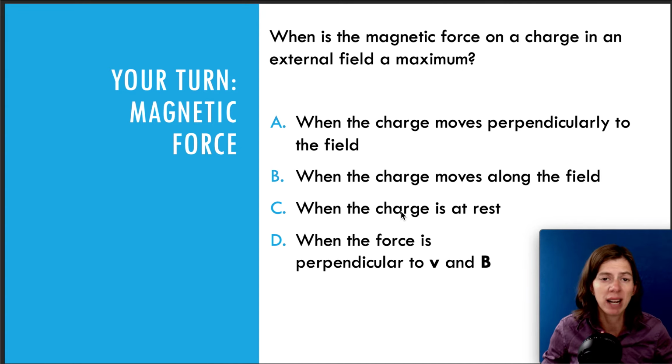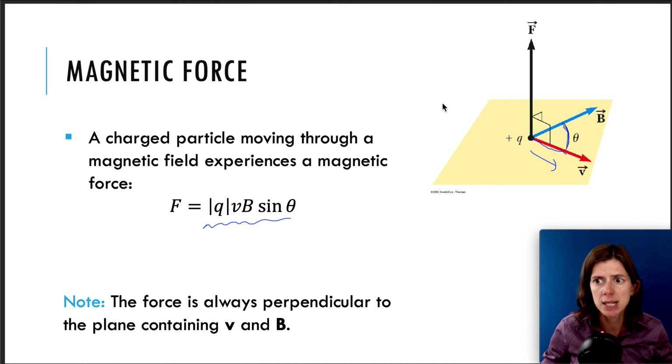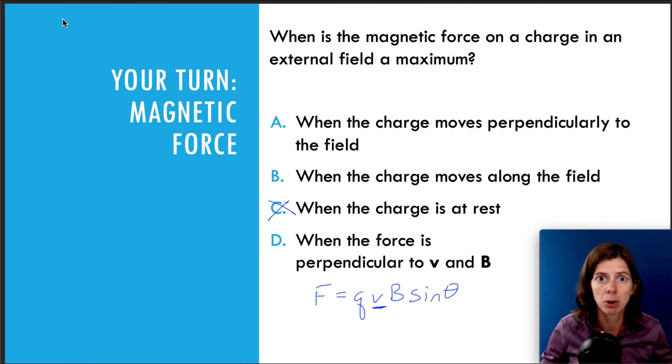When the charge is at rest, that one is clearly not good because F is given by QVB sine theta. So there has to be some motion. If the charge is at rest, there's not going to be any force. When the force is perpendicular to V and B, well, as we saw in the previous slide, the force is always perpendicular to V and B. So it doesn't mean that it's going to be a maximum if it's perpendicular.